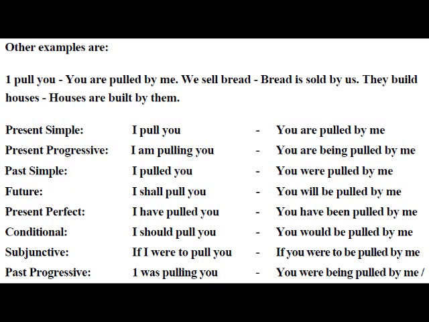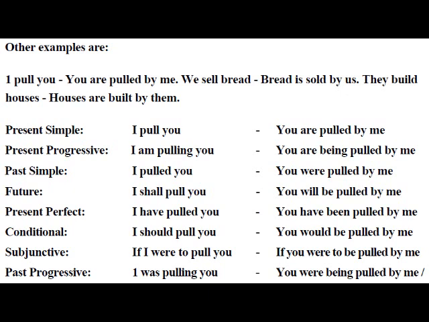Other examples are, I pull you, you are pulled by me. We sell bread, bread is sold by us. They build houses, houses are built by them. The passive voice can be used with different tenses. For example, present simple, I pull you, you are pulled by me.